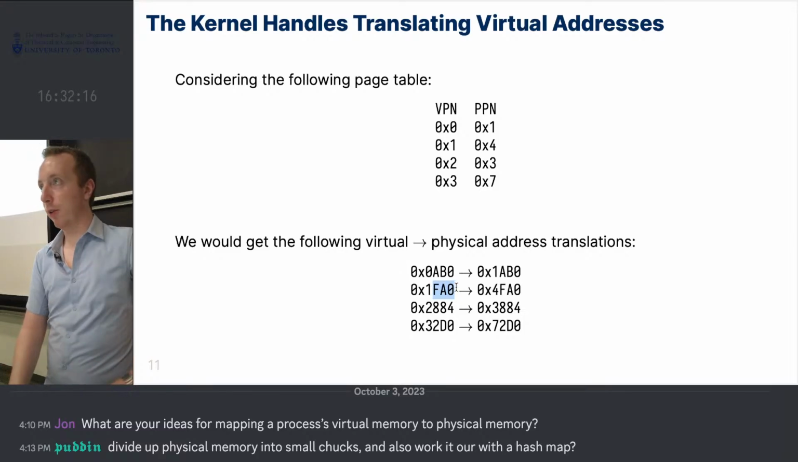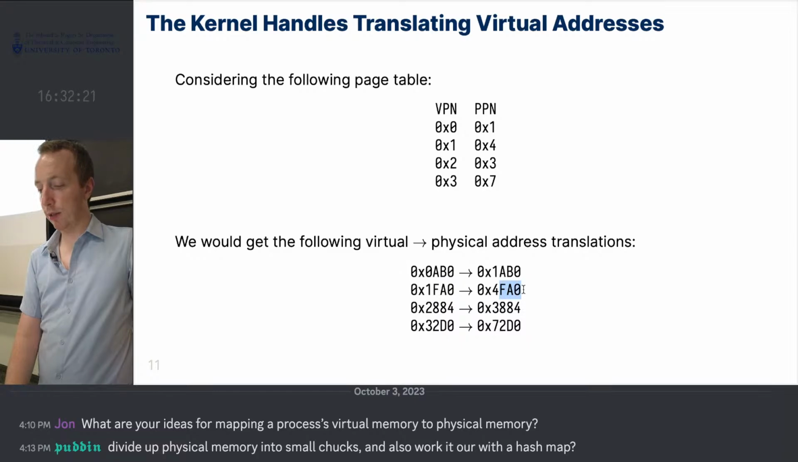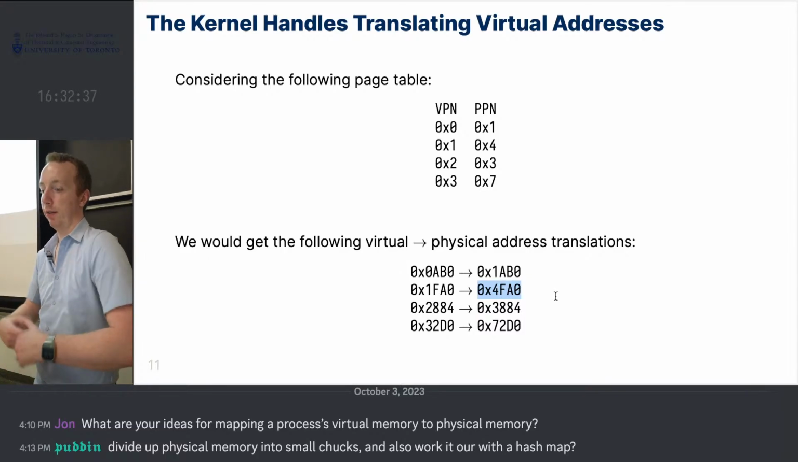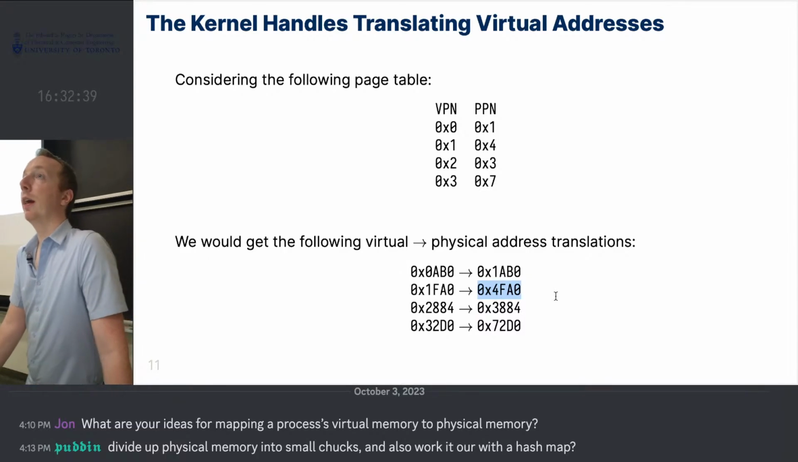Same thing for this address. You don't have to translate the last 3 hex digits, so it's FA0 in the physical address as well. Then to translate this virtual page number, it is virtual page number 1. We look it up in the table, get physical page 4, just substitute it, and this would be our physical address for FA0. Yep.